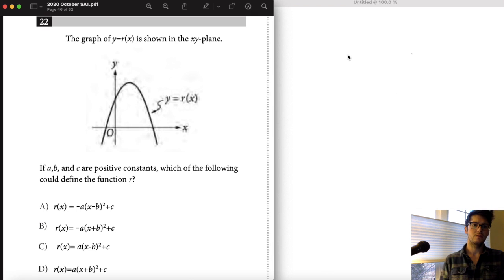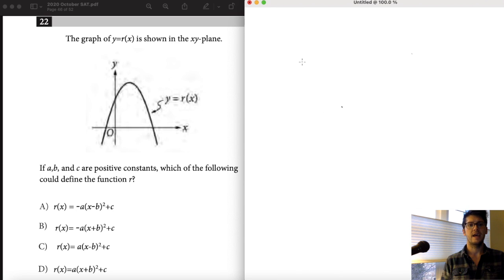Which of the following could define function r? Okay, so here's what I know about function r. They say a, b, and c are positive constants. In the normal equation, I'll show you the different forms. Ax squared plus bx plus c. That's standard form. The a's and b's and c's mean different things here, but they're just placeholders. If you have a(x minus b), what you have here is this thing.